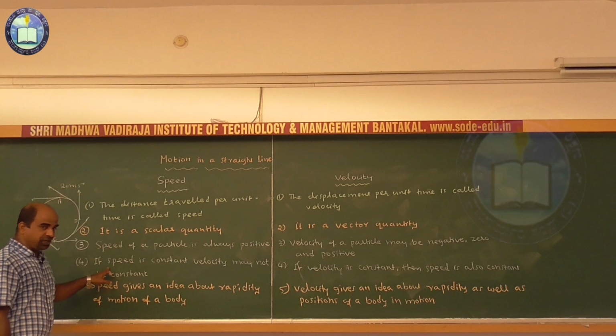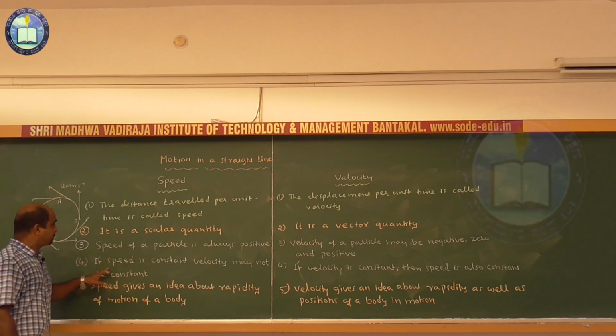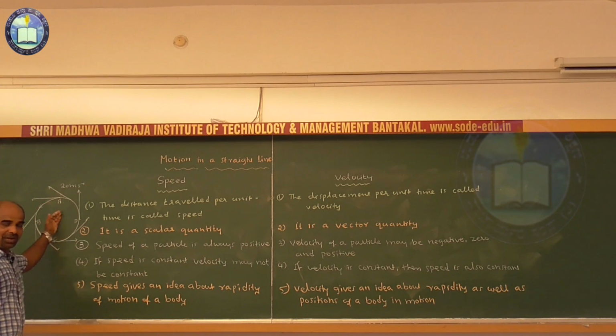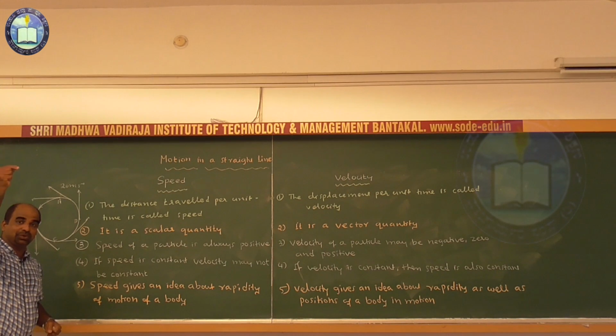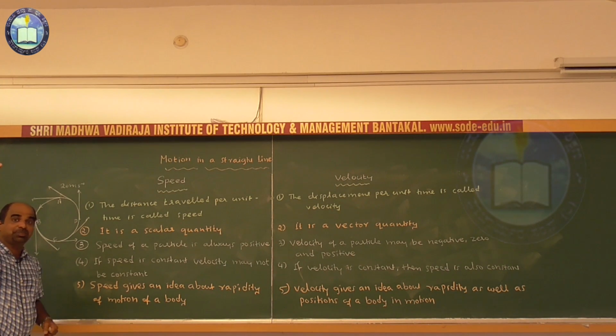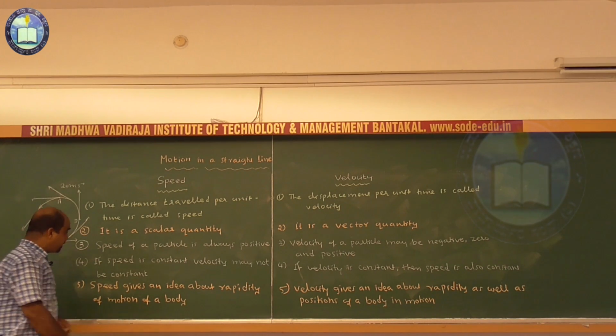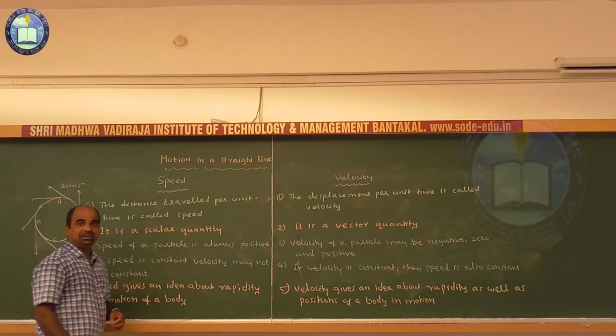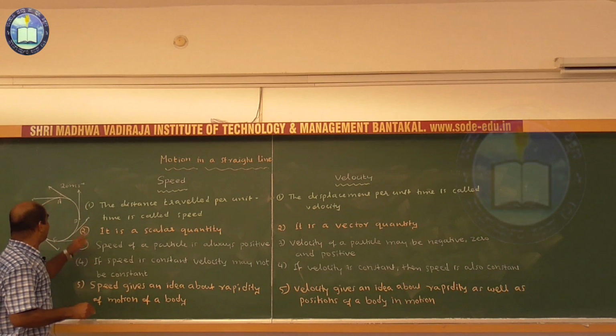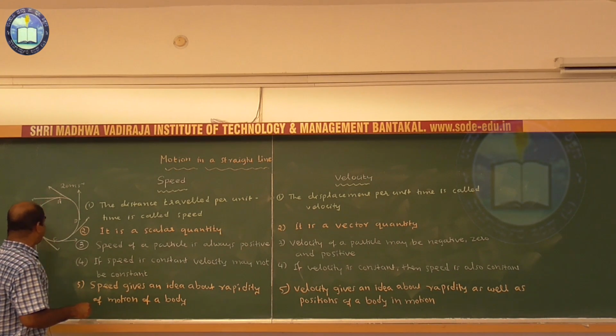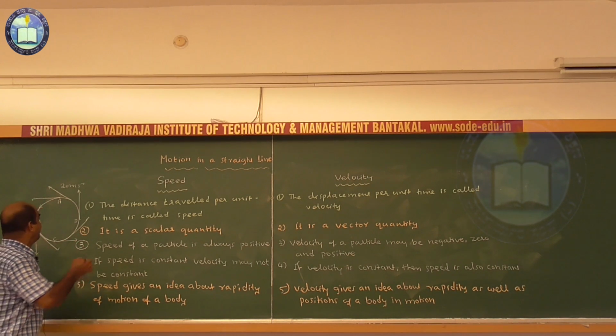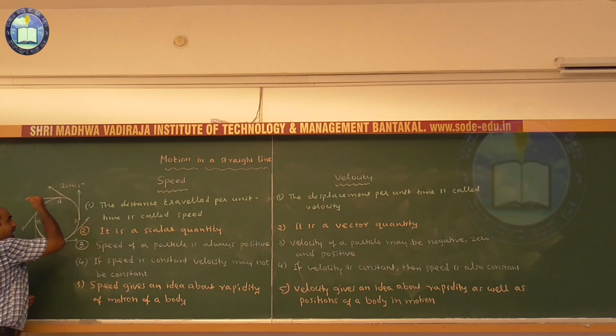If the speed is constant, velocity may not be constant. I explained this one by a good example. When a particle is moving along a circular path with constant speed, even if the speed remains constant, its velocity continuously changes because the direction of the velocity at any point in its path is given by the direction of the tangent drawn at that point.